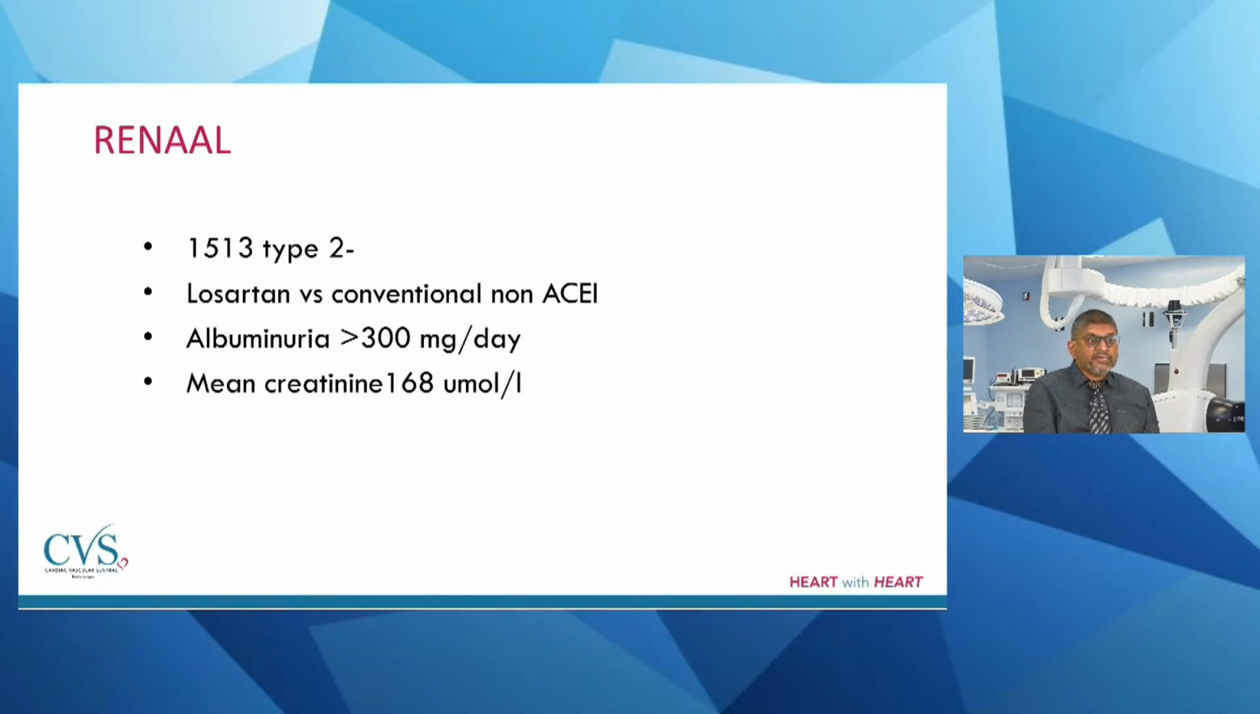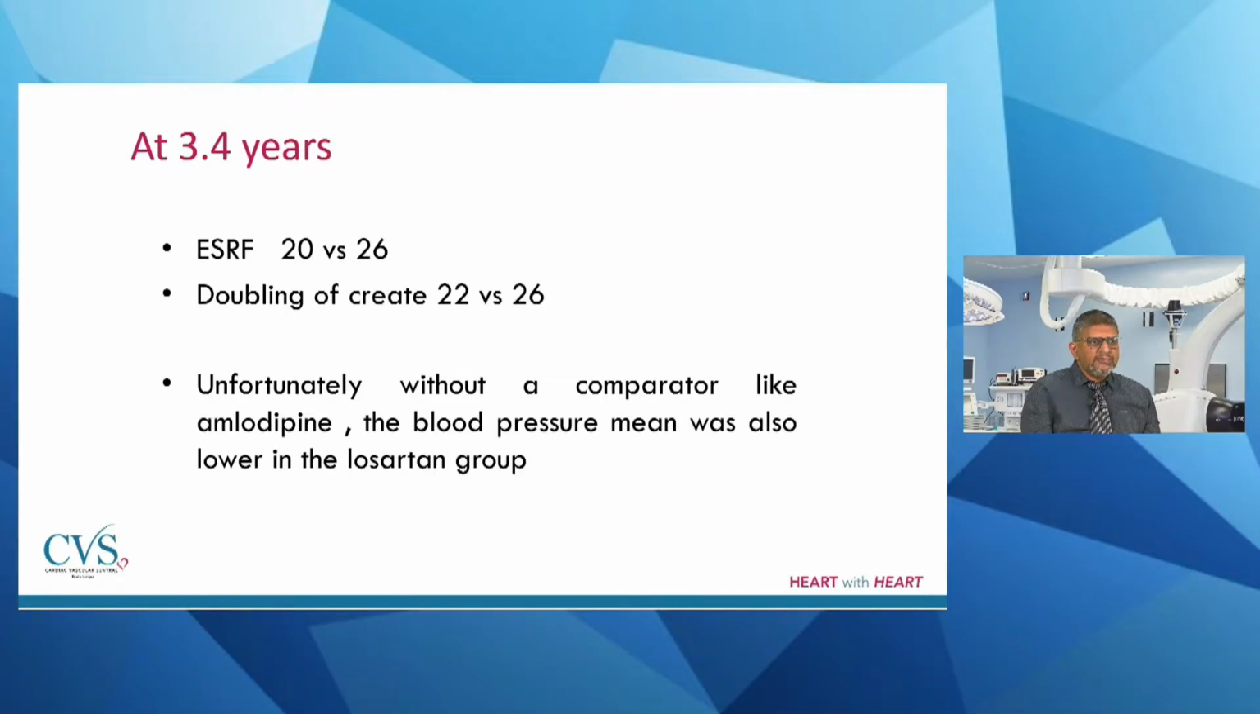And at the same time, the RENAAL came. RENAAL was using losartan versus anything else except ACE inhibitors at that time. Again, these patients also had albuminuria, a bit less than the patients in the IDNT, with slightly better renal function than the other group. But again, you found significance in terms of patients going on to dialysis and worsening kidney function.